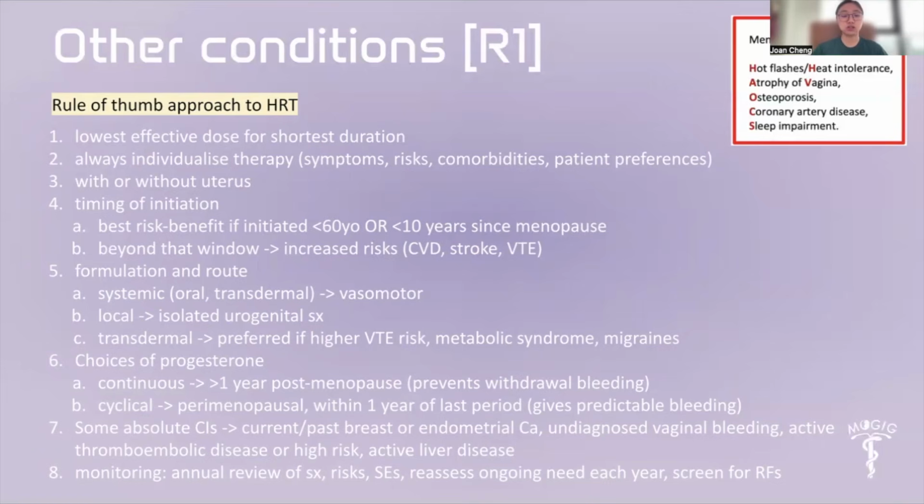And some absolute contraindications for HRT would be current or past breast or endometrial cancer, undiagnosed vaginal bleeding, active thromboembolic disease, or high risk of VTE disease, active liver disease. In terms of monitoring for HRT, you want to do an annual review of your symptoms, risks, side effects, and reassess the ongoing need each year and screening for risk factors because, again, you want to go for the lowest effective dose for the shortest duration.